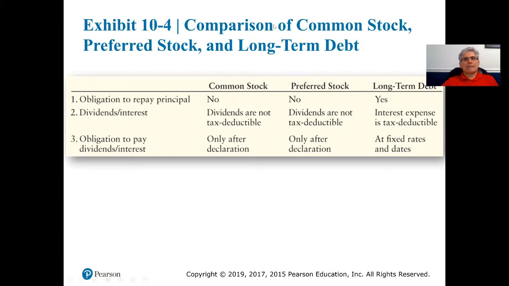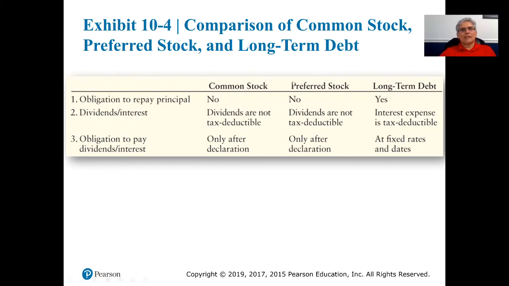Now, when we're talking about financing a company or corporation, that financing can come in one of 3 ways. Common stocks, which is what we refer to. You can also sell preferred stock. The company can also issue long-term debt. There are ways that we can compare these 3 finance alternatives.